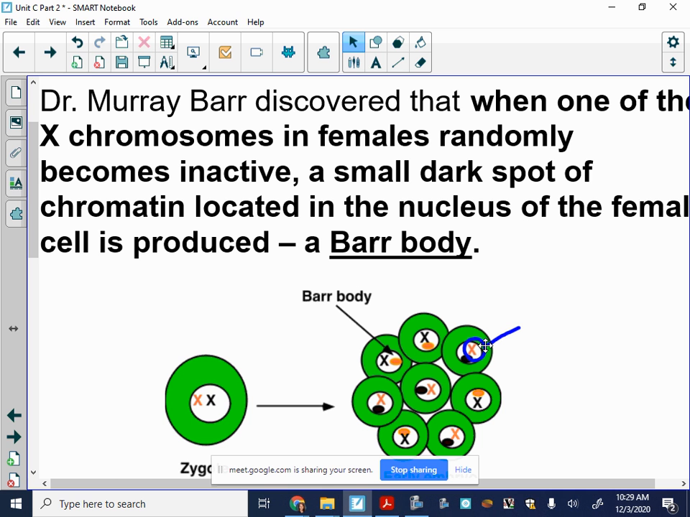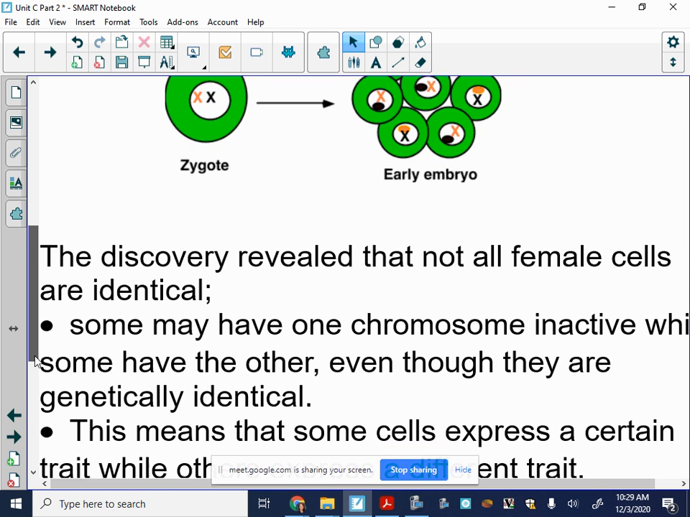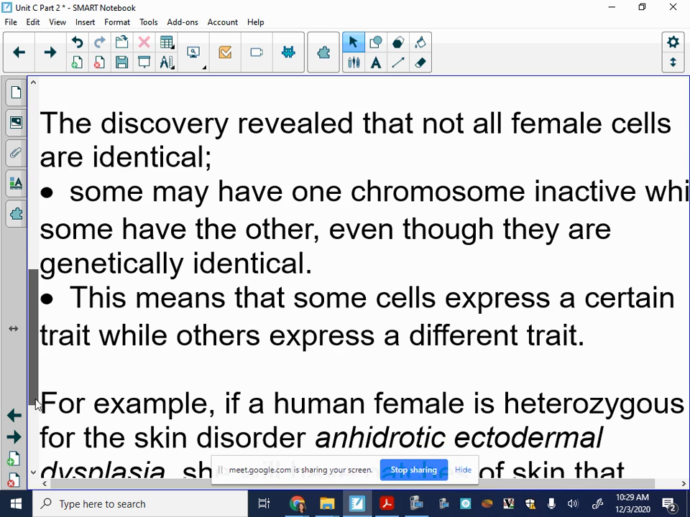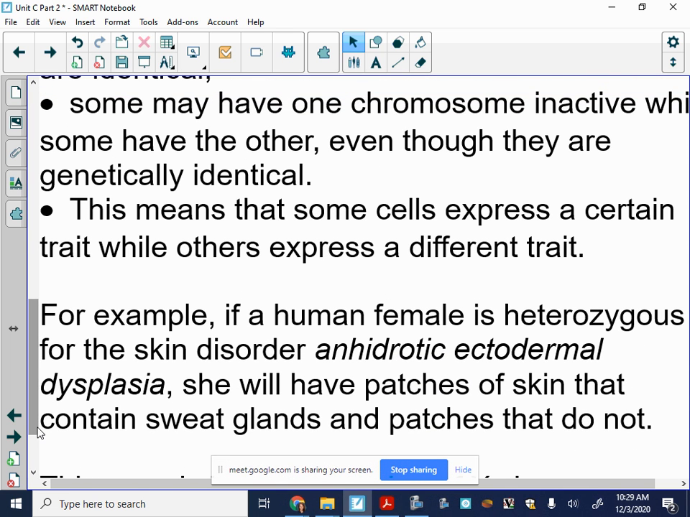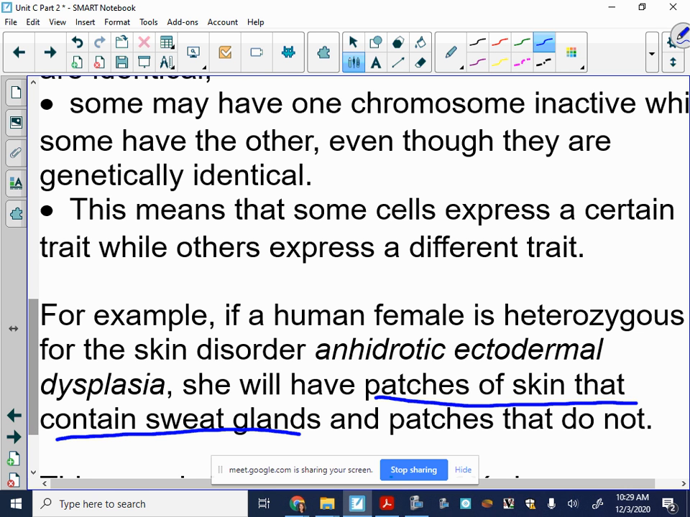And there actually is a condition which happens in females, a skin disorder called, and I don't even know how to say it, anhydrotic ectodermal dysplasia, where she will have patches of skin that will contain sweat glands and patches that do not. And that's because of these Barr bodies, these inactive chromosomes.